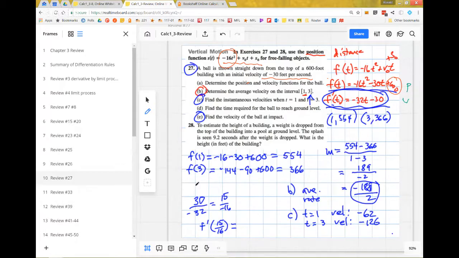Now, part B, determine the average velocity. Okay. Do you remember how to calculate average velocity?